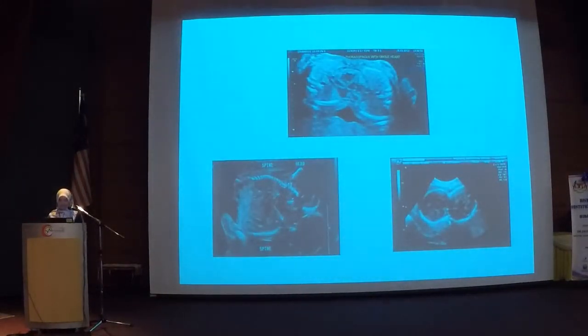Again, this one, at the level of the chest, you can see that they are sharing the heart. This is the thoracic cage, the thorax. Again, it's sharing the heart in the middle. Okay, the spine here, the spine here. The head is somewhere here. They are sharing at the level of the thorax and the abdomen.